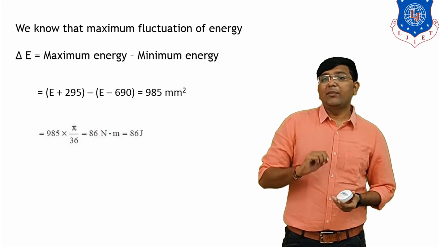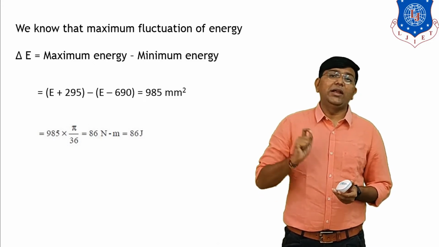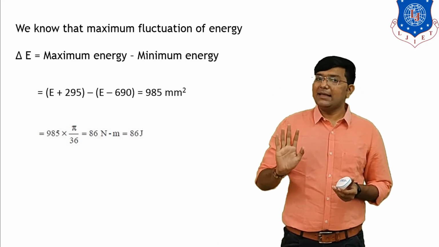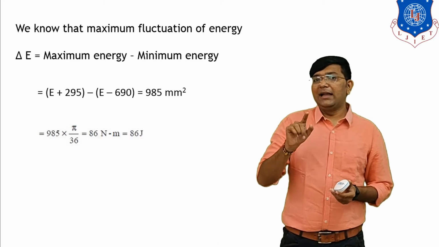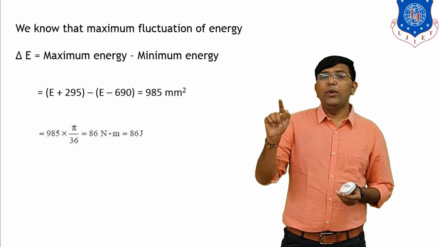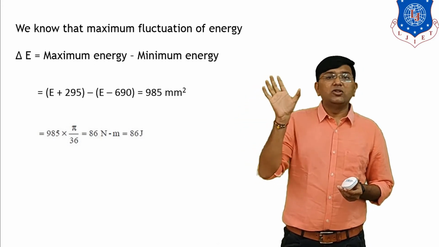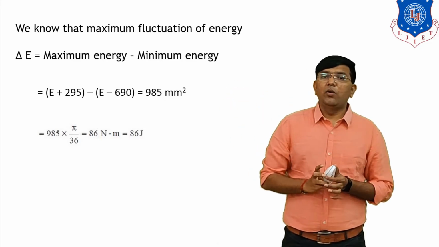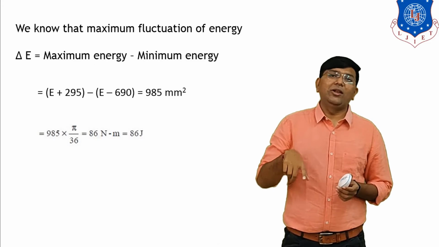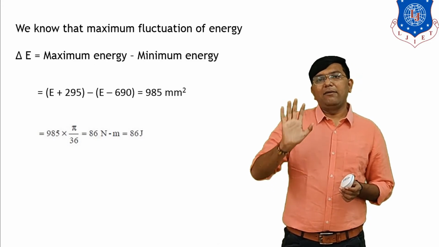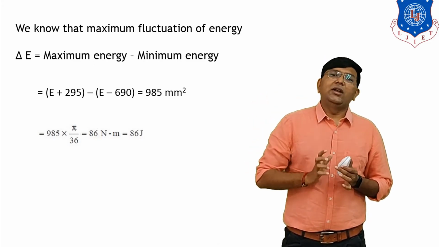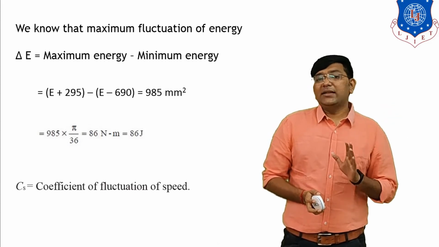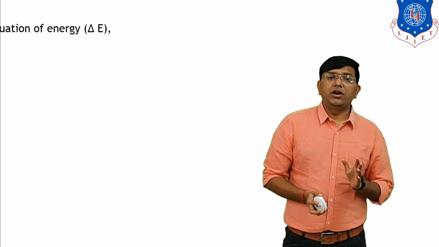Now in this example we have to calculate the value of the coefficient of fluctuation of speed, that is Cs. Now we have one equation, delta E is equal to I omega square Cs. Clear? So based on this equation we have to calculate Cs. Now we found the value of delta E. Now we have to calculate the value of capital I and the value of omega. Based on that you can calculate the value of Cs. Now Cs indicates coefficient of fluctuation of speed.